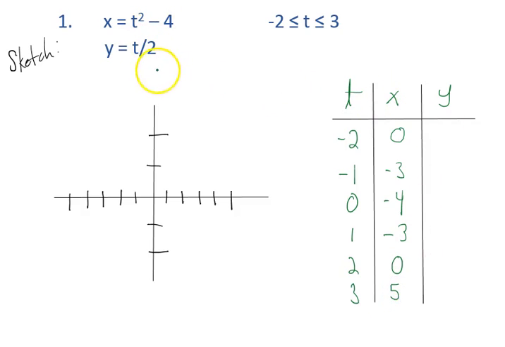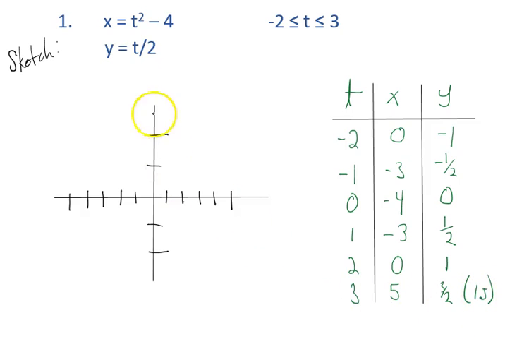Now I want to plug into the y equation. So I'm plugging in the t. -2 over 2 is -1. Then I plug in -1. -1 over 2 is -1/2. 0 over 2 is 0. Then 1 over 2 is 1/2. 2 over 2 is 1. And 3 over 2 is 3/2, or 1.5.